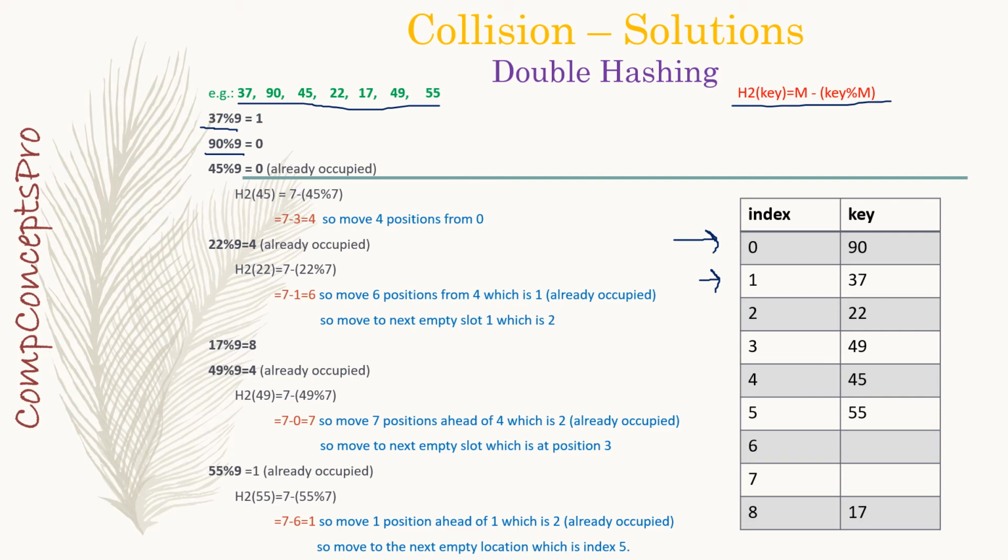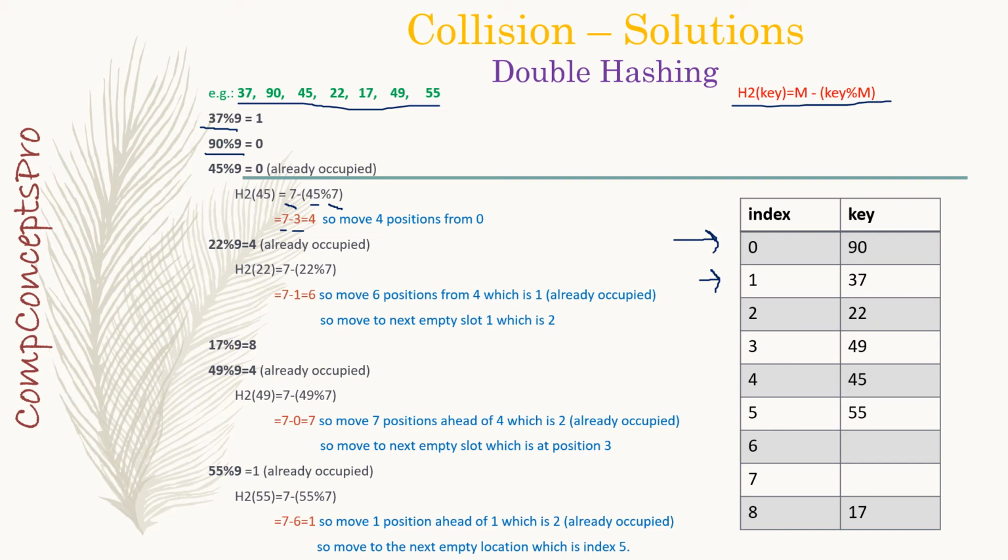So now we have to use the double hashing formula to resolve the conflict. So first we will substitute the value of m, which is 7, minus our key, which is 45 mod m, which is 7. So 45 mod 7 gives 3. So 7 minus 3 gives 4. So this doesn't mean that we have to store the key at index position 4. Yes, we will store it at index position 4, but how?